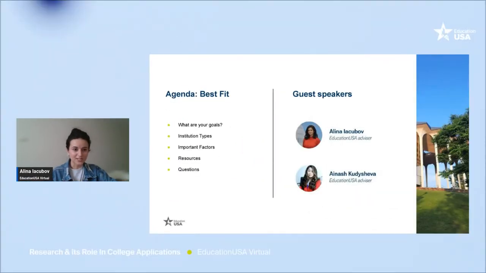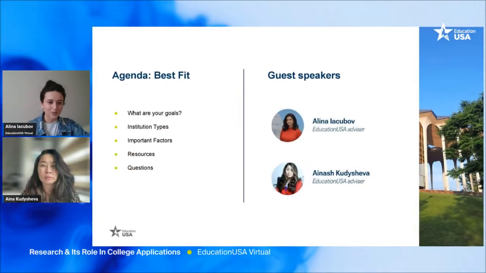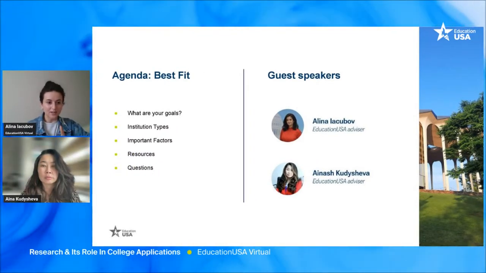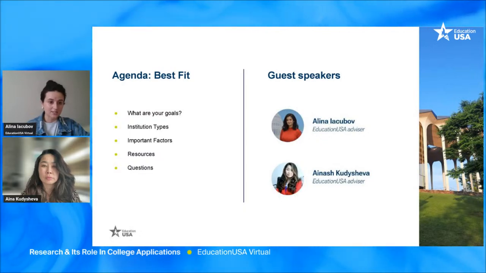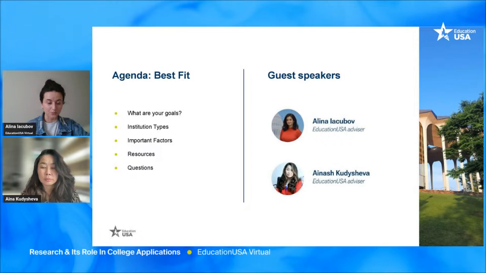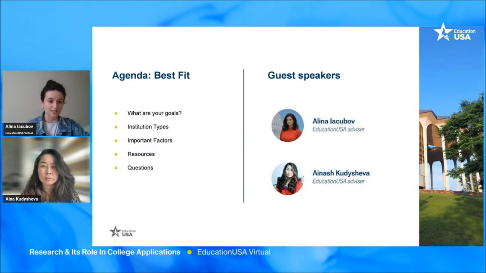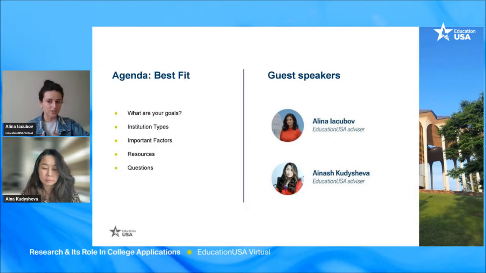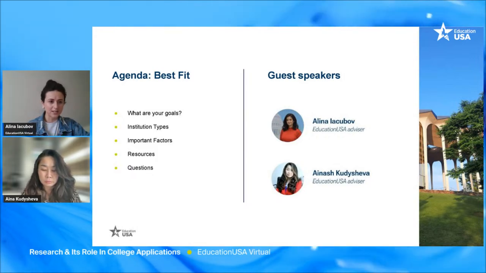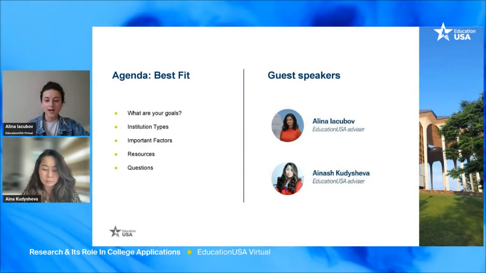So for today's session, as I said, we are starting with the research step. In our agenda, we will discuss what your goals should be for the application process, what institution types there are in the US, and what important factors you need to consider for your application. We will also cover the resources you can draw inspiration from, and the most frequent questions that we as advisors get from our students. Those questions give us a better perspective and understanding of what our students are struggling with.